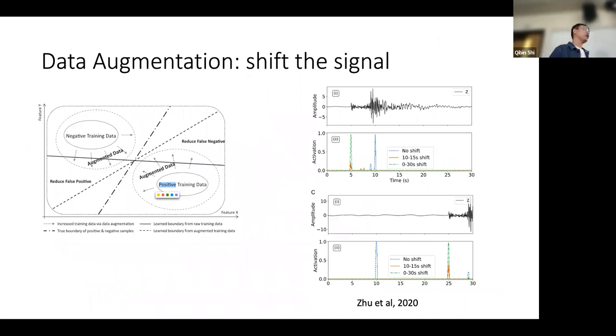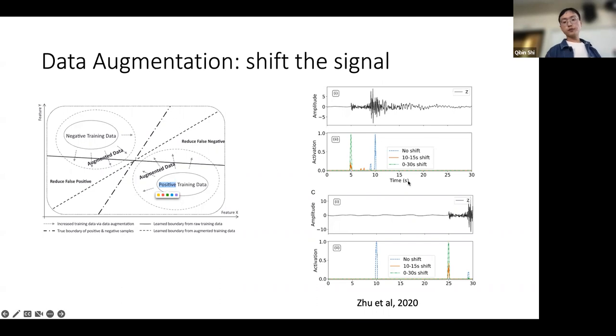And with this data, we want to make it more diverse. This concept has been accepted because if our data is not diverse enough, the training will be less efficient. That means that after training, our model may be applicable to our own data set, but it cannot be generalized to other data sets. So we want to make the data more diverse. What we do is called data augmentation. The first data augmentation, proposed by Zhu et al., is that they shift the location of the P waves in the time window for training.